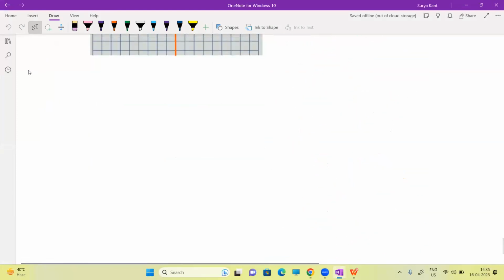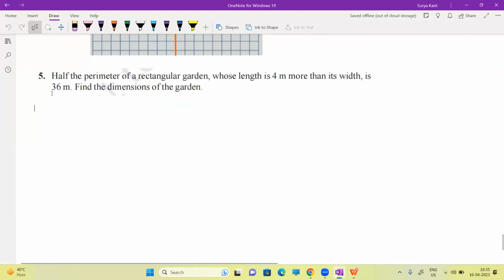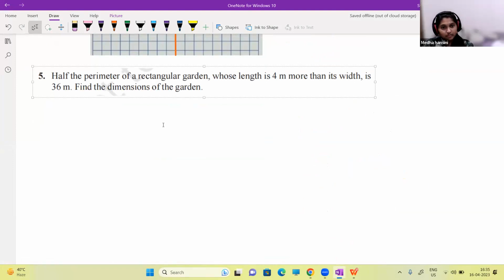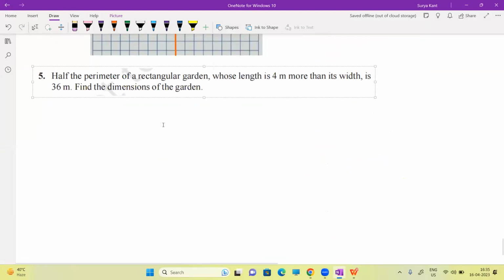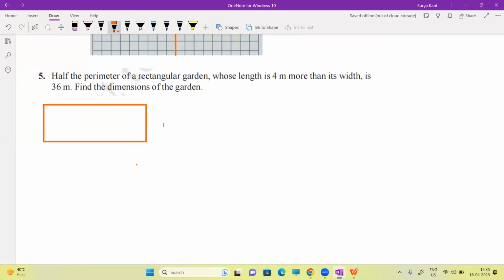Can I do question number 5, children? See here, it's given here. Half the perimeter of a rectangular garden. Hansini, what is the perimeter of a rectangular garden? Perimeter means what? A boundary. Boundary of any shape. Correct. So in a rectangle, what is the length of the boundary? This is L, this is also L. This is B, this is B.